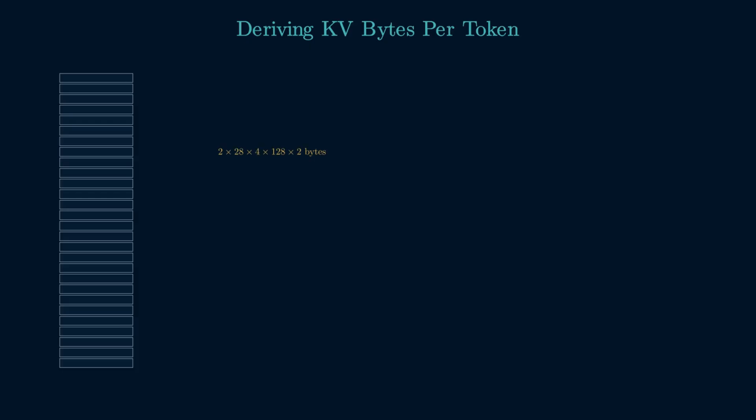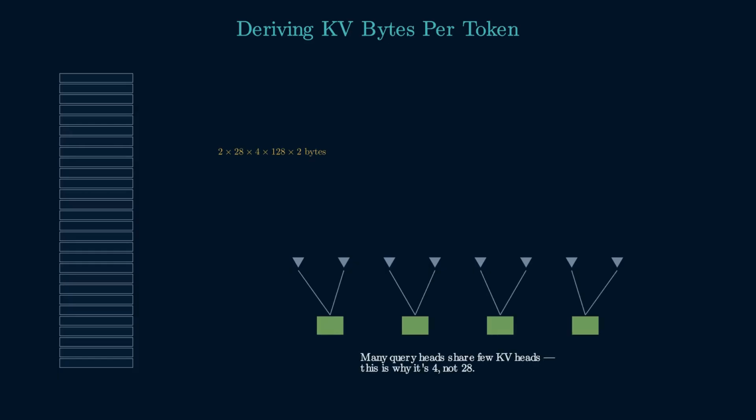That 4 is worth pausing on. Qwen uses grouped query attention, so 28 query heads share only 4 KV heads. Multiply it out and you get about 56 kilobytes per token.